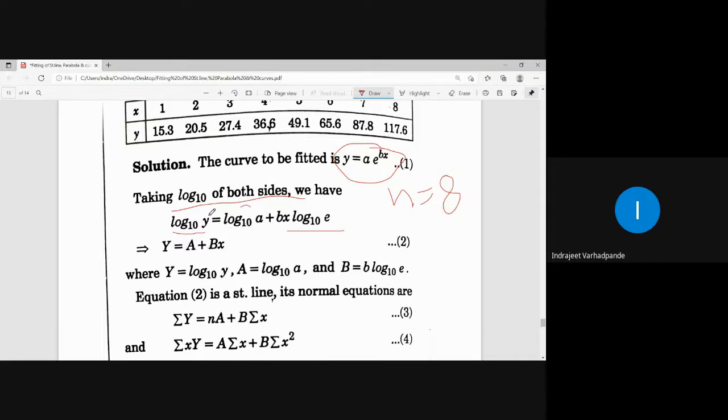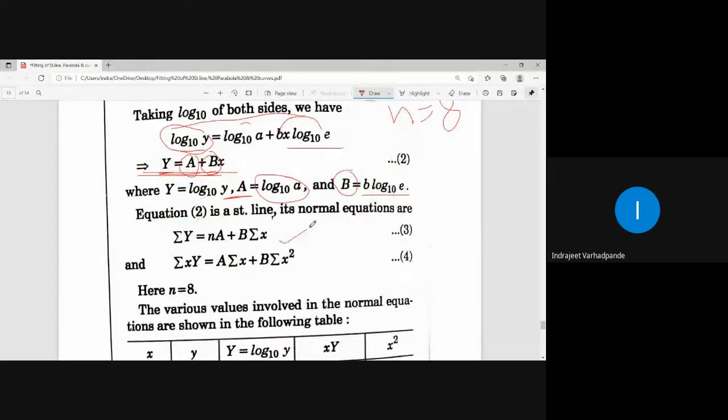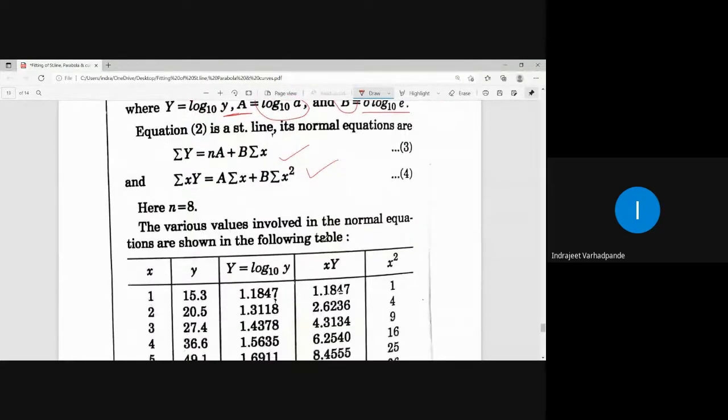So represent log y to the base 10 with capital Y, represent log a to the base 10 with capital A, represent b log e to the base 10 with capital B. I am getting the equation here as Y is equal to A plus B into x. The normal equations will be generated by looking at the coefficients of capital A and capital B in the transformed equation. Generate the normal equations, draw the table.